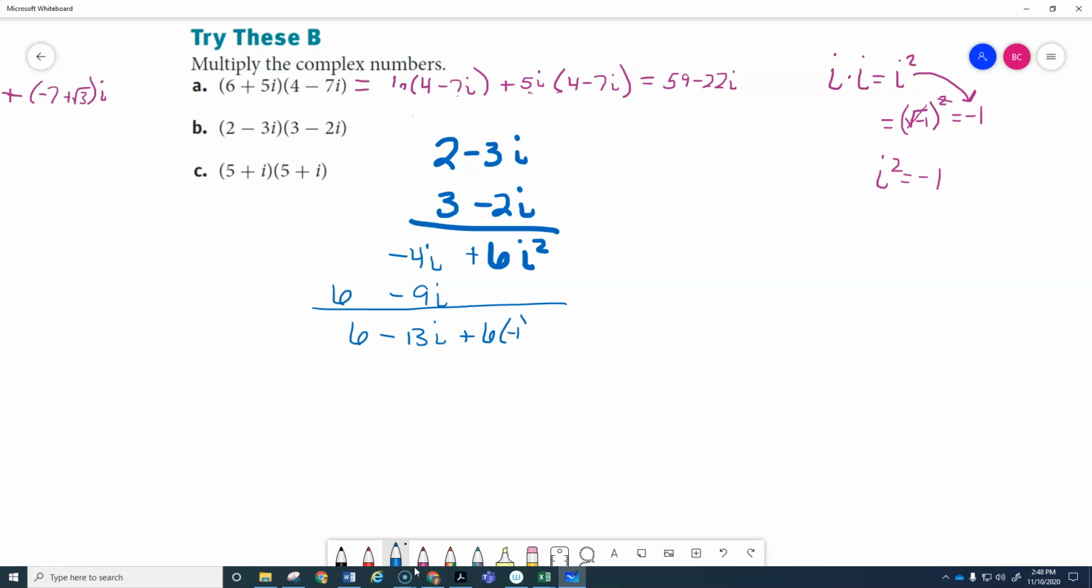plus 6 times negative 1. So that becomes 6 minus 13i minus 6. A positive 6 and a minus 6, we get 0 minus 13i. So the answer to this one is 0 minus 13i. Do you have to leave the 0? No, you could just put negative 13i. It's kind of understood.